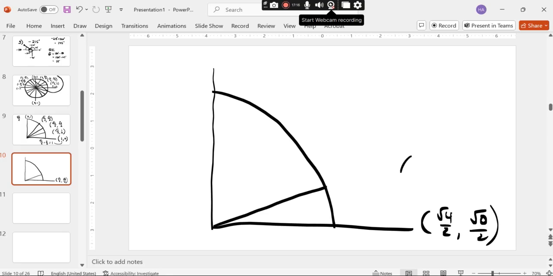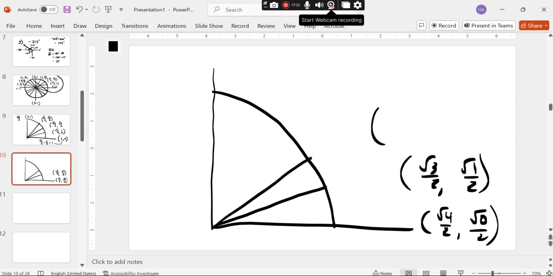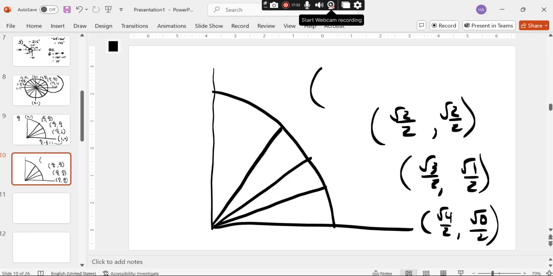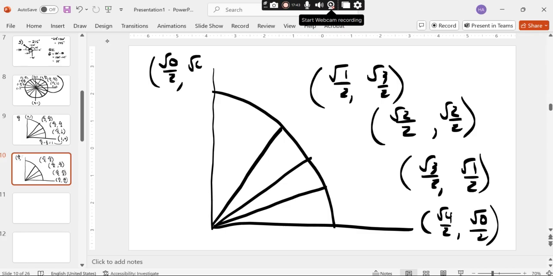So 30 degrees is going to be root 3 over 2, root 1 over 2. Cool. Next. Oh, these are the same. Whenever you have a 45-degree angle, you know it's root 2 over 2, right? You just need to know which quadrant you're working with. So this is going to be root 1 over 2, root 3 over 2, and then over here it's going to be root 0 over 2 and root 4 over 2, technically. We good? Awesome. As long as we know those, we're good.